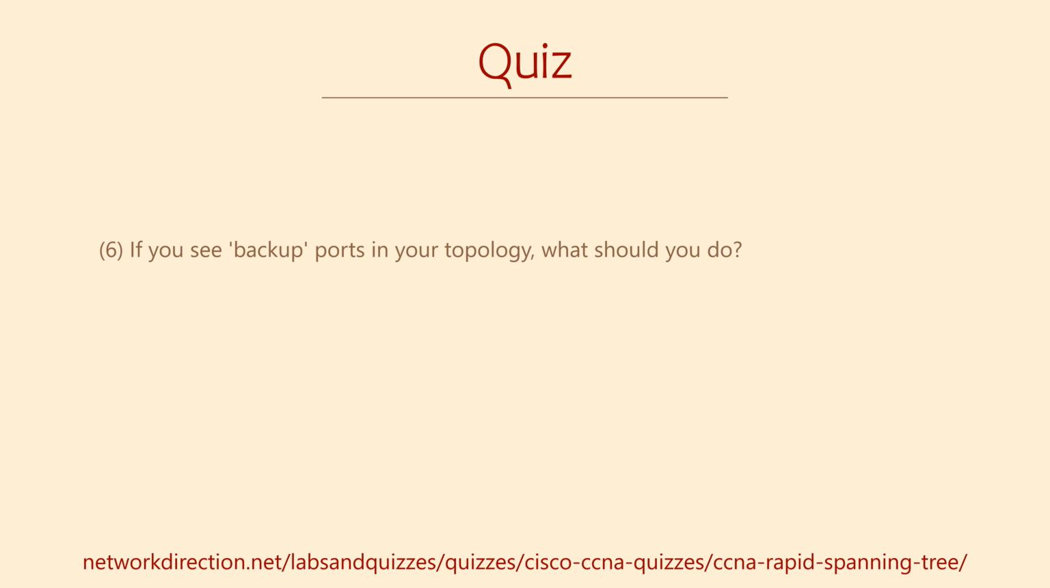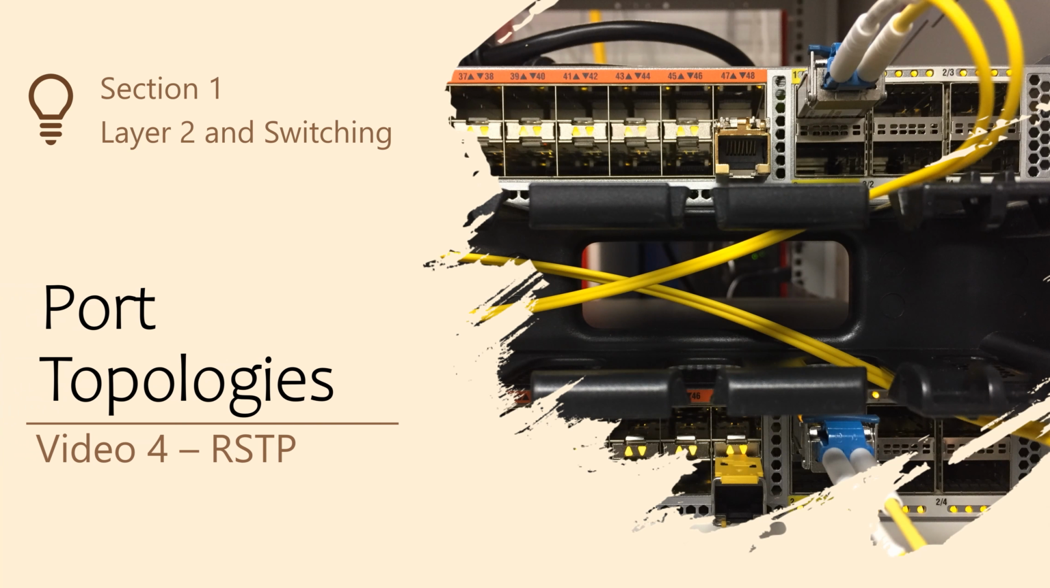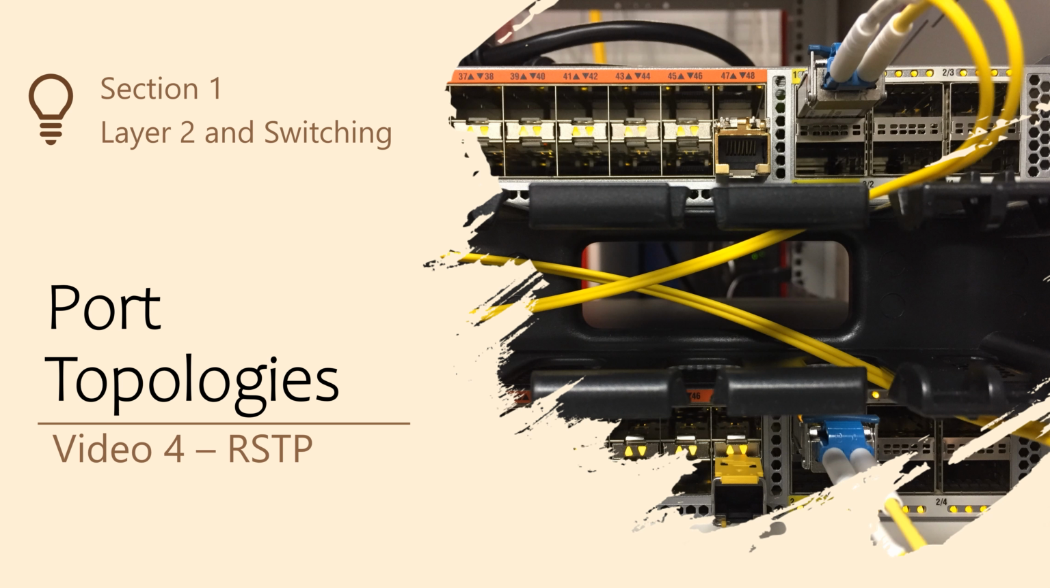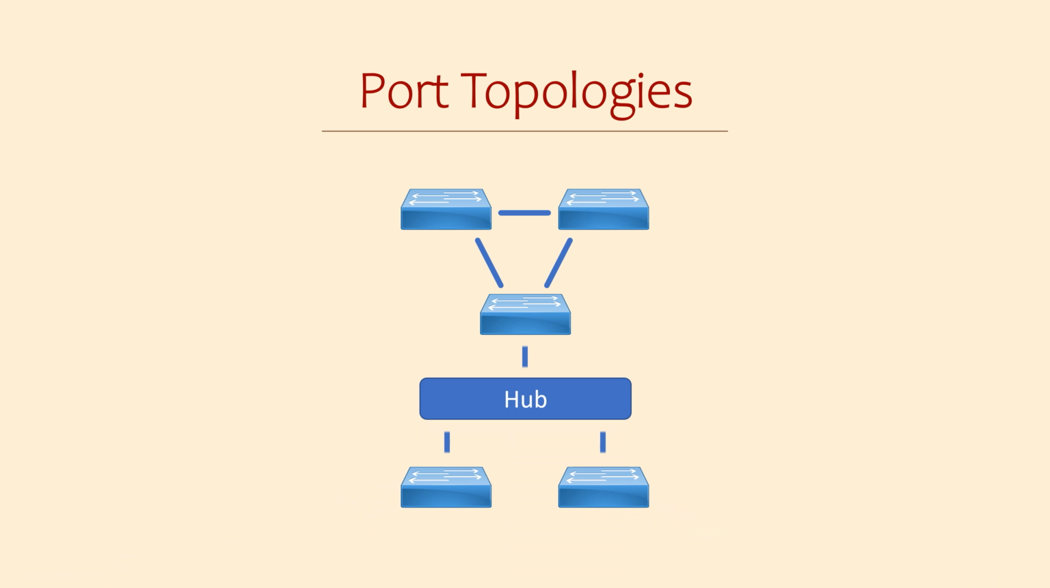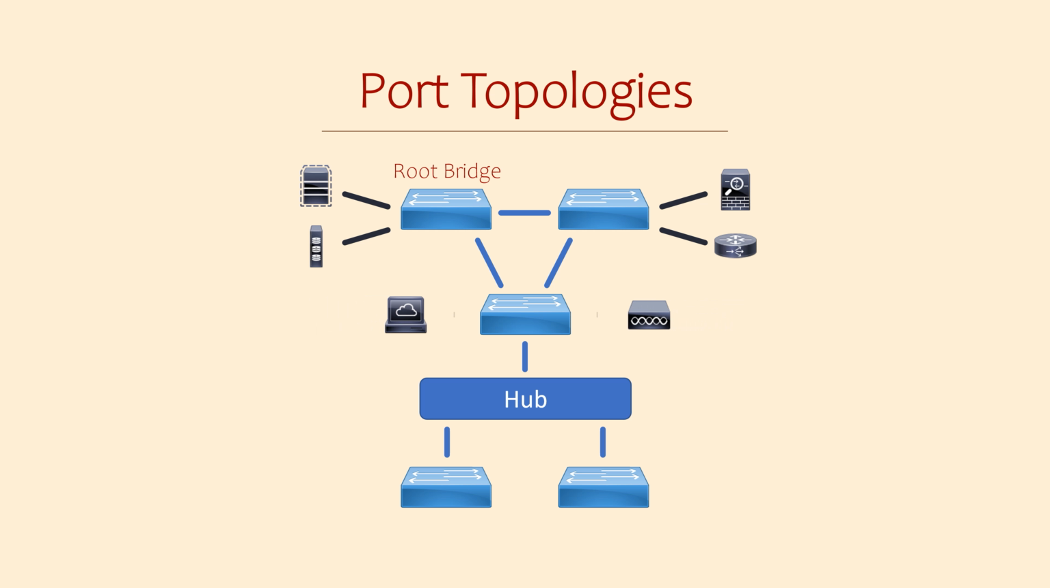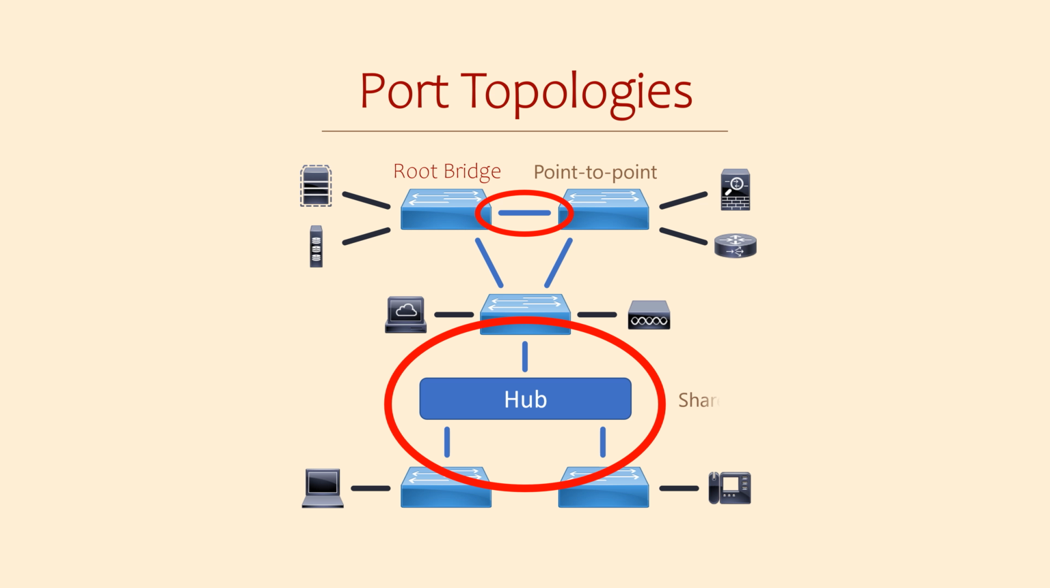Got another quiz question for you, but I don't think you'll find this one very hard. When we think of spanning tree topologies, we can think about different ways that ports can behave. So far, we've mainly talked about the links between switches. As far as RSTP is concerned, these are either point-to-point ports, which is a direct connection between two switches, or shared ports, which connect to a shared segment, like having a hub in your network. We've looked at both of these already.